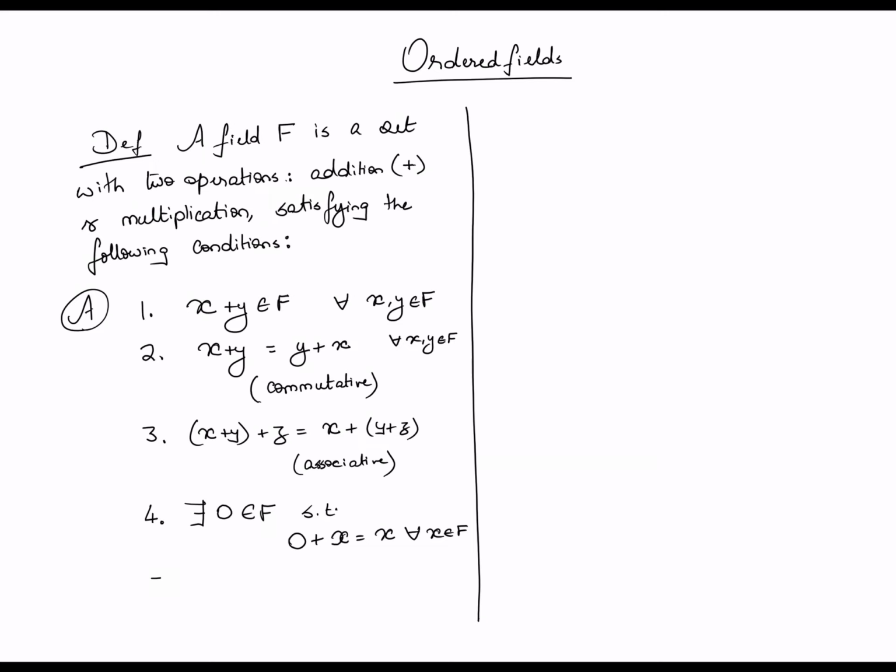And the fifth property is the existence of an additive inverse. To every x, there exists another element which I'm going to call minus x, also in F, such that x plus minus x equals 0.